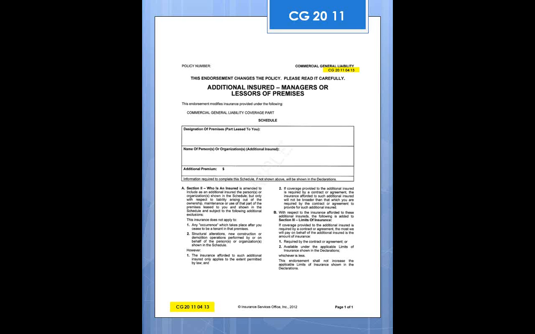It's additional insured managers or lessors of premises, and it would have the designation of the premises, the name of the organization, the property management company entities or our owner entities would be typed in that schedule there. And Lori's on the next one.